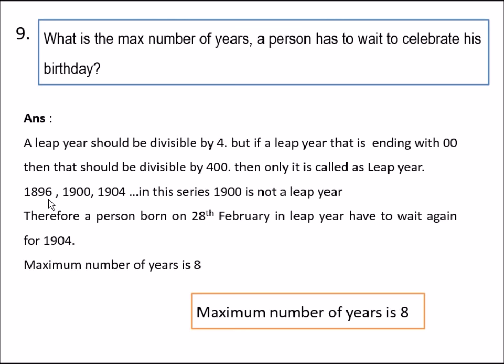So a person born in 1896 or before has to wait again until 1904. So in this series, 1900 is not a leap year. Therefore, a person born on 29th February in a leap year has to wait again until 1904. So the maximum number of years is 8. And this is the answer for this question.